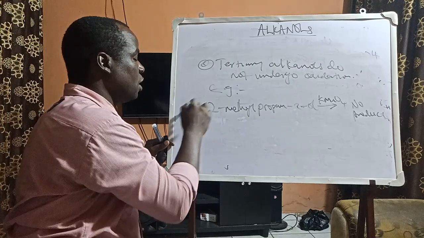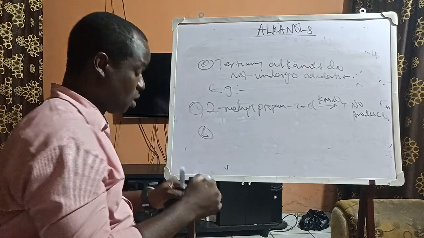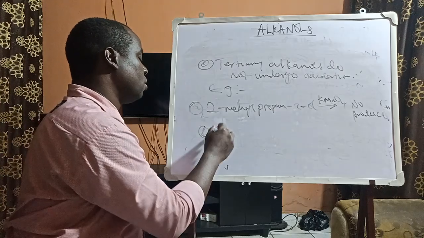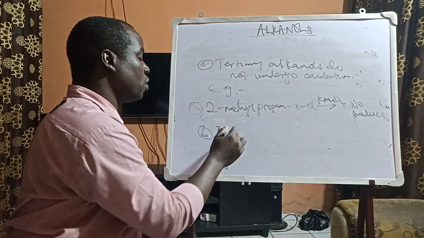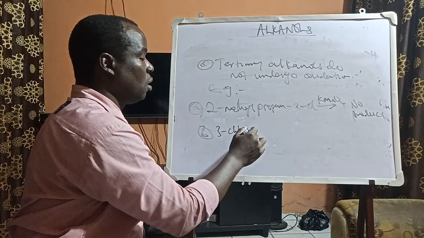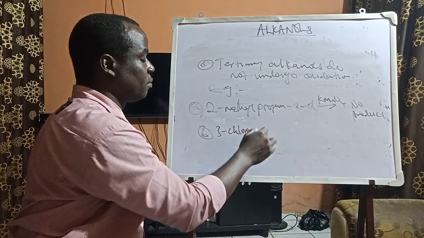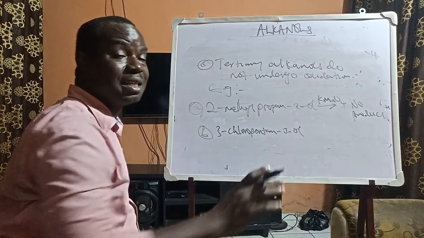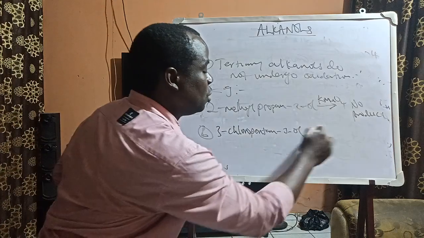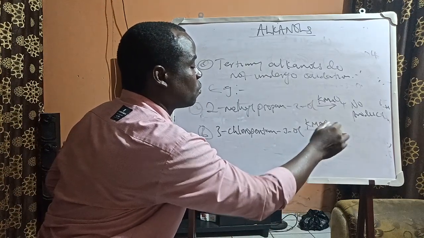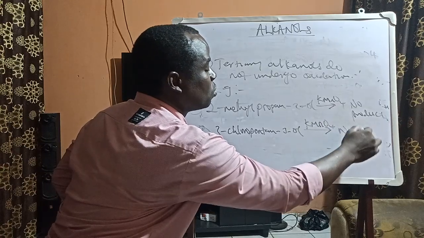Then the same thing happens here. The same thing happens here. Okay, let me use chloro now. 3-chloropentan-3-ol. You see, 3-3 now. That's a tertiary alkanol. So if it undergoes oxidation, the answer is no product.